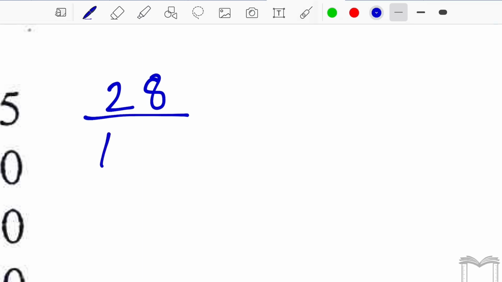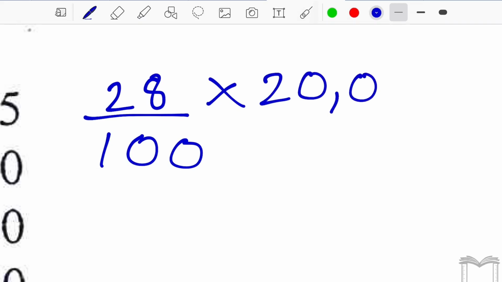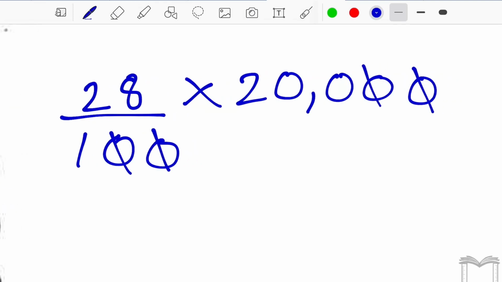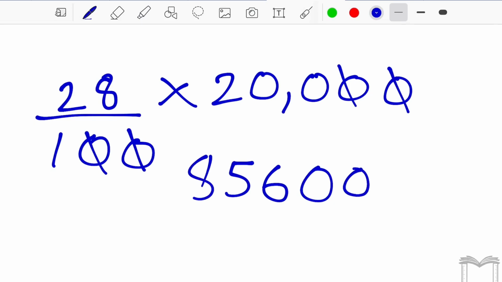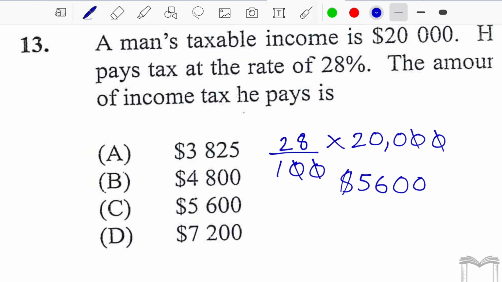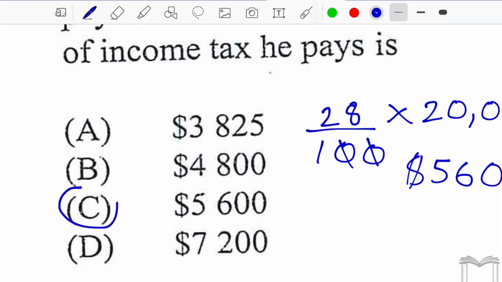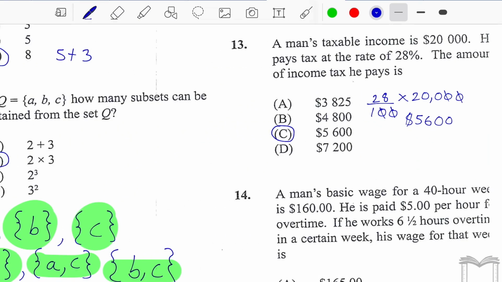So 28% can be written as 28 over 100. Of means we multiply. That's 20,000. So we can cancel 2 zeros below with 2 zeros on top. So it's 28 times 200. 28 times 2 is 56. We put back the 2 zeros. So that's 5,600. So your answer is C.